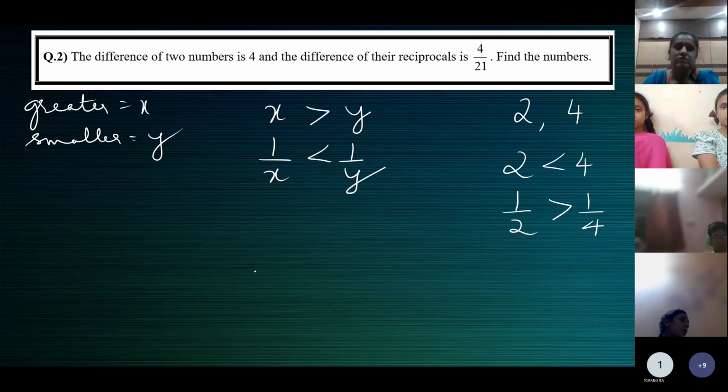We need to understand this. I'm just waiting for you to process it. 2 is less than 4. Reciprocals, yes, 1 by 2, 1 by 4. Very good. 2 is less than 4, but when you compare the reciprocals, 1 by 2 is greater than 1 by 4. Similarly, x is greater than y, but when you compare the reciprocals, 1 by x will be less than 1 by y. That means 1 by y will be greater.